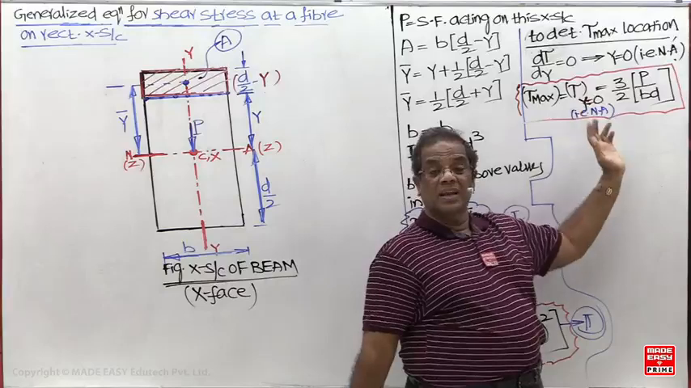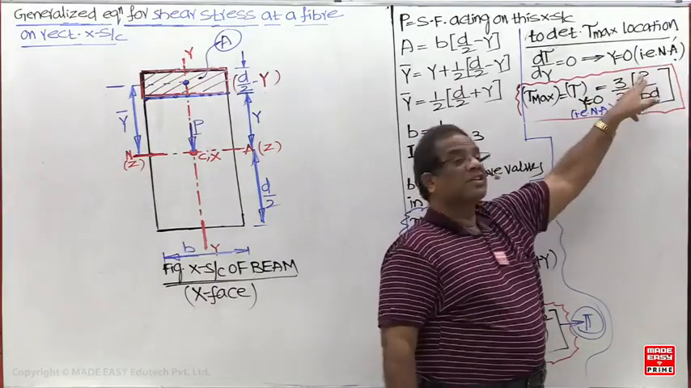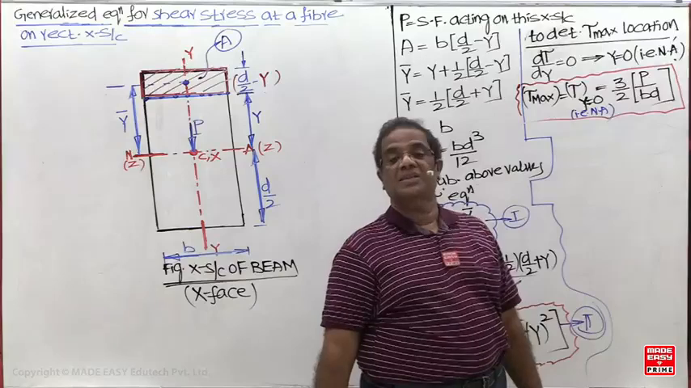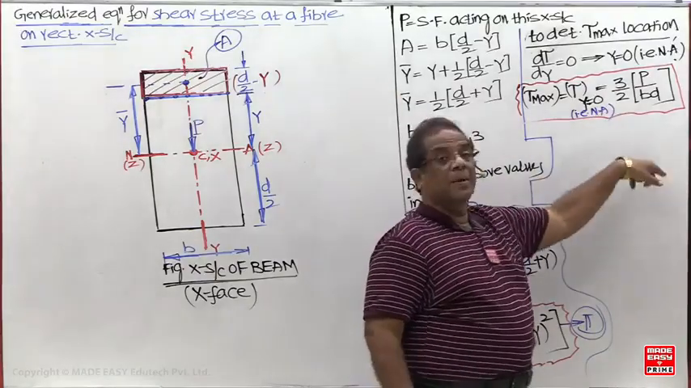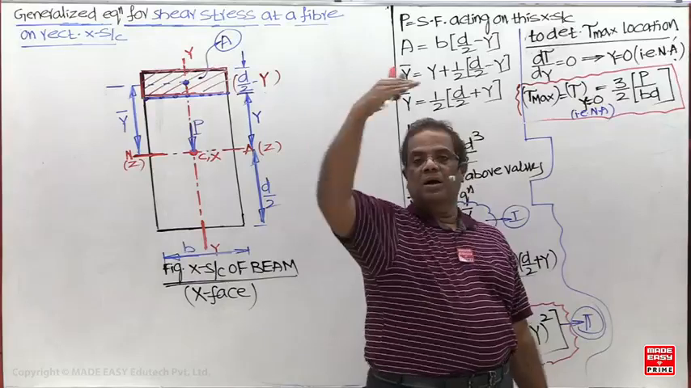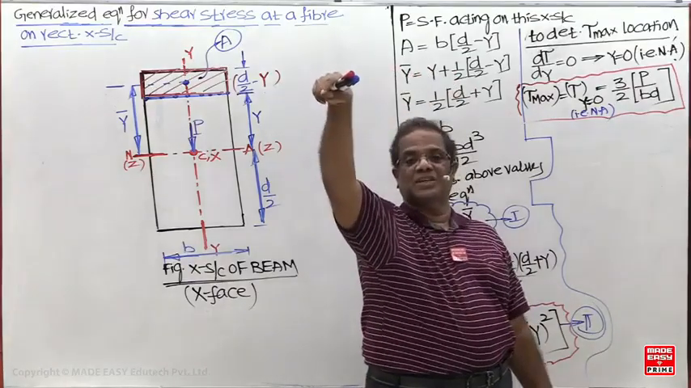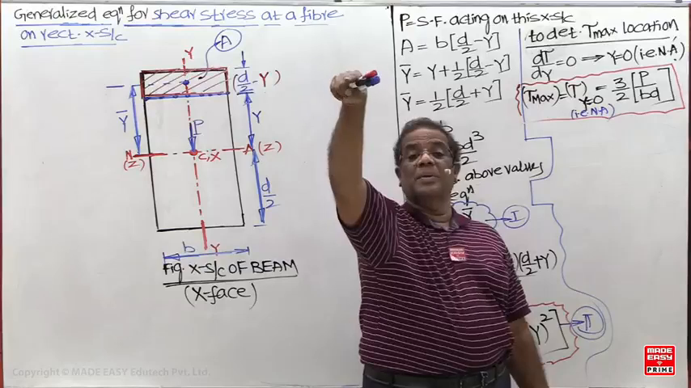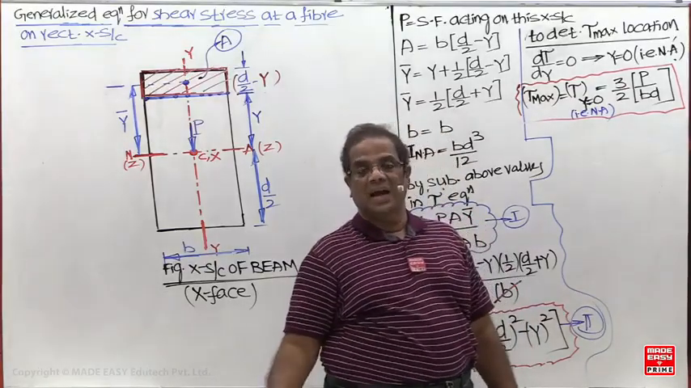But how to easily remember this equation? What is the B into D? It is the area. What is the P by A? The average shear stress. Generally, P by A represents the average stress. So what is this P by A called? Direct shear stress. When you are studying the stress definition, sigma is equal to limit delta A tends to 0 of delta Fn upon delta A.